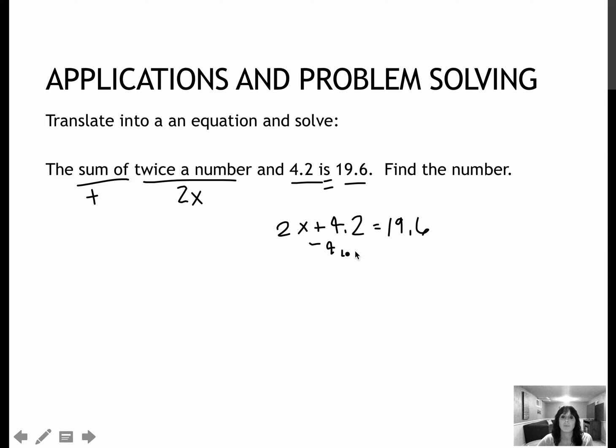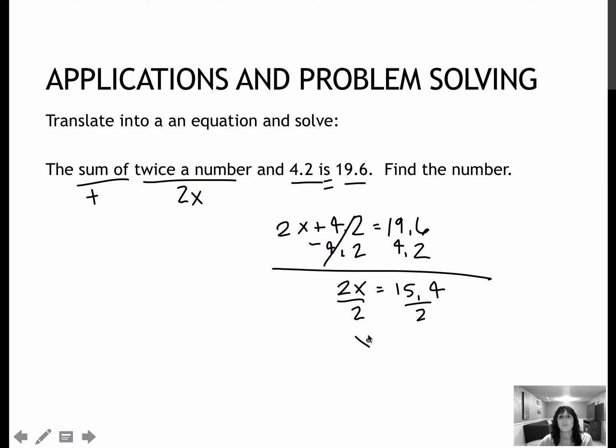I'm going to subtract 4.2 from each side, and that gives me 2x equals 15.4. I'll divide each side by 2 to find that x equals 7.7.